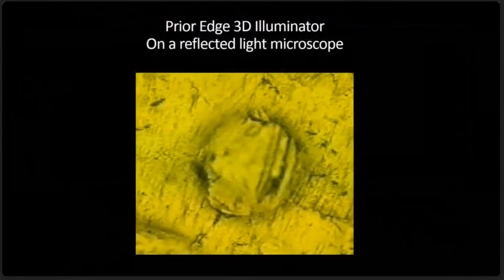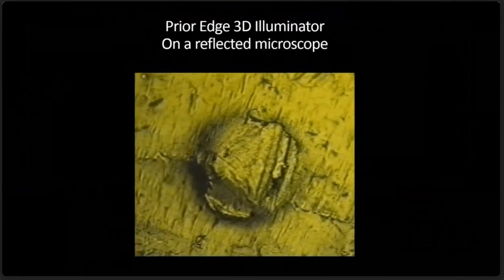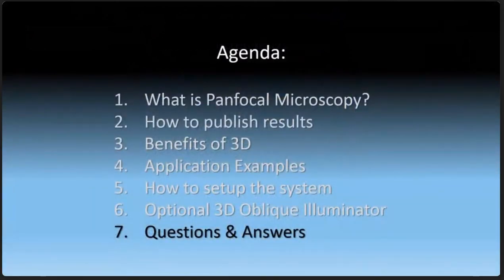Here's an example of putting the illuminator on a reflected light source. So here's all lights on. That's just a little bump on a metal surface. Now you use just one oblique illuminator. Look, all of a sudden you've increased the depth of field, and now you've created highlights and shadows. You come from a different direction, you create highlights and shadows from a different direction, which allows you to see and understand other aspects of these structures. So that kind of winds it up.